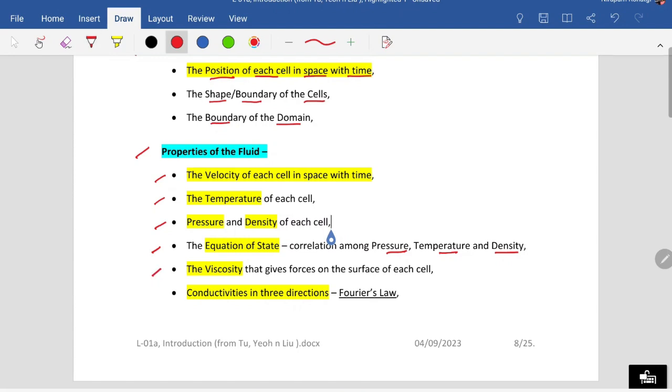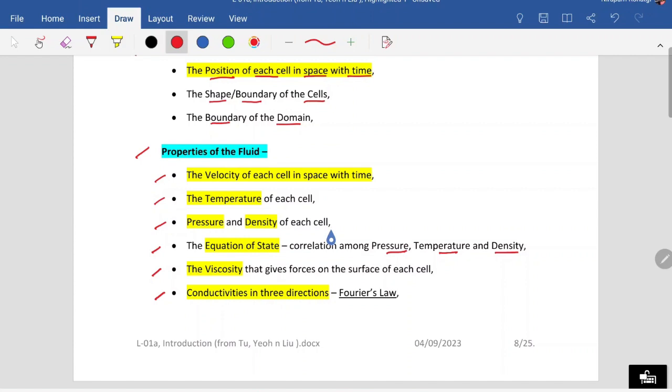Then we have to talk about viscosity, because all these cells are in relative motion to each other. As a result, they are transferring shear force on the surface of each cell. So adjacent cells are transferring force on the main cell we are talking about. We should know the viscosity, which will tell us what forces adjacent cells are applying on the cell under consideration.